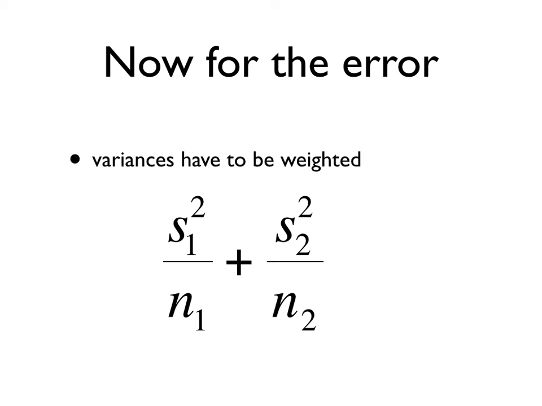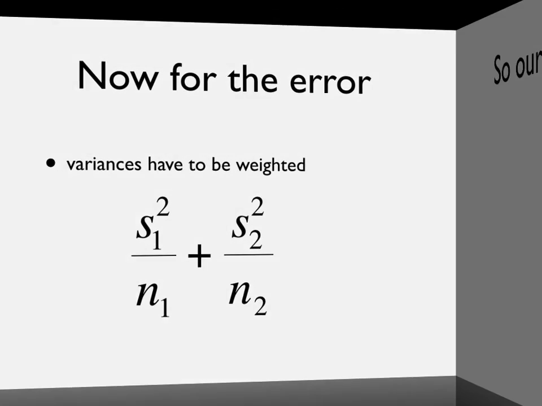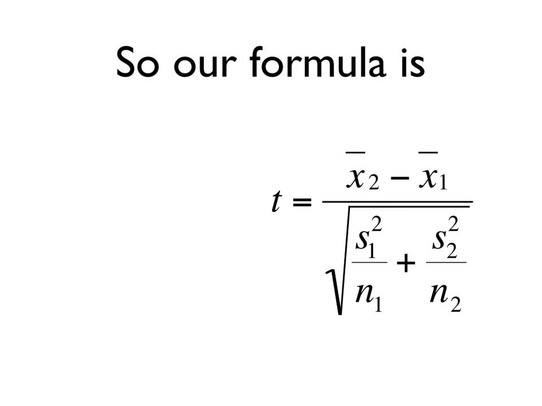So we're going to weight them somehow. We may as well weight them by the number of observations. So now our formula is this. Does that seem vaguely familiar? Yeah, that looks just like a t-test for two groups, except we derived it. X bar sub 2 minus x bar sub 1, or 1 minus 2.